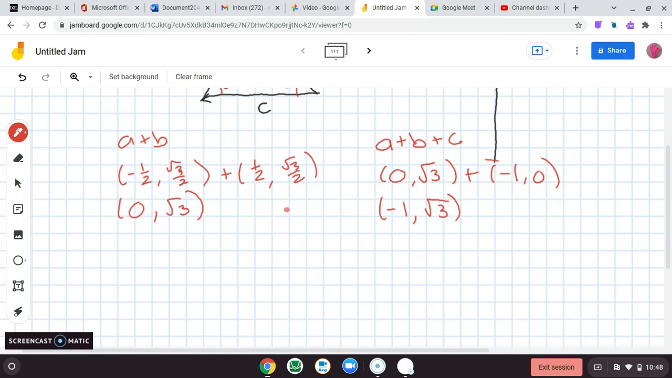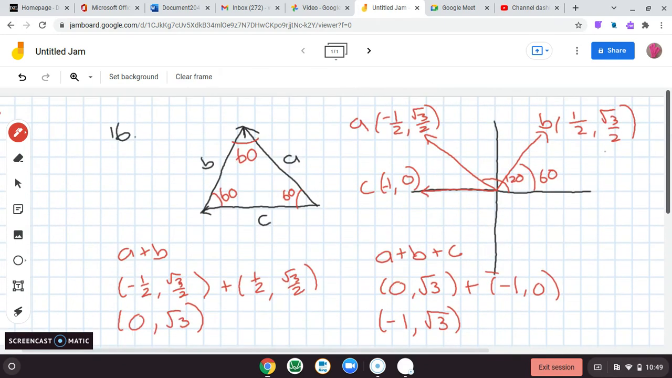Now we have our 2 vectors that we have to dot together, because remember overall we were taking this and dotting it by that. So we're going to have 0, root 3 dotted by negative 1, root 3. Multiply the first together, you get 0. Root 3 times root 3 is just 3. You add those together, and your answer is 3.